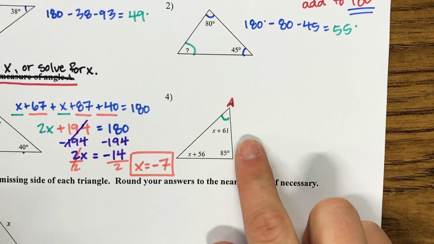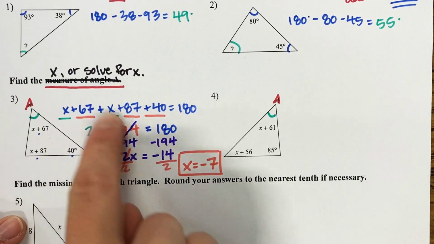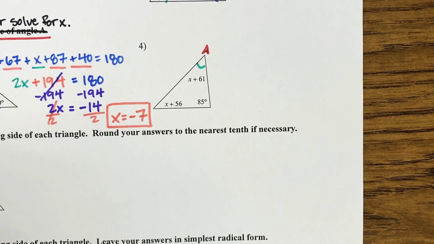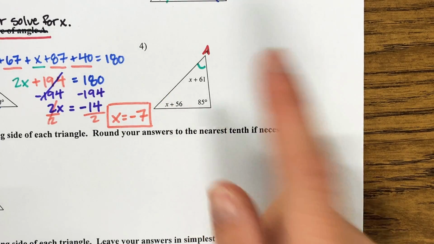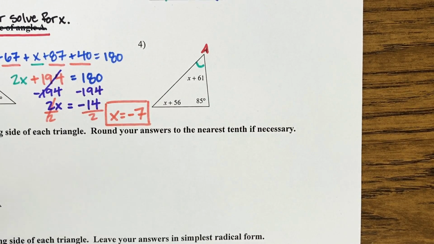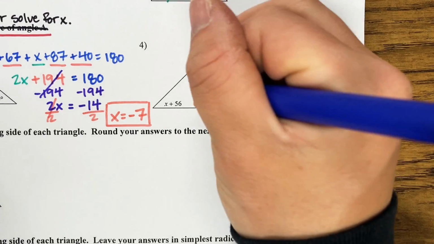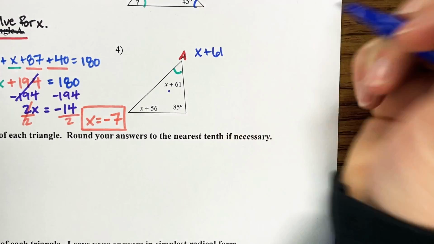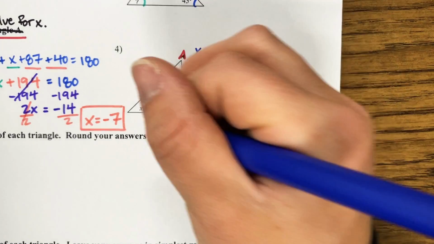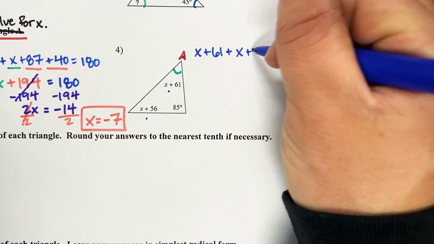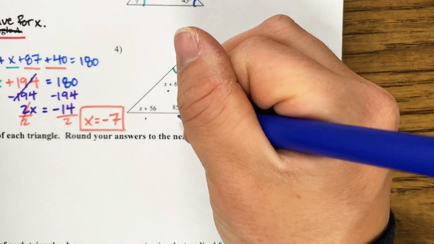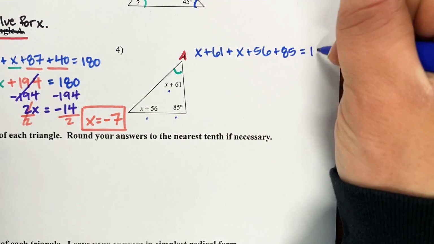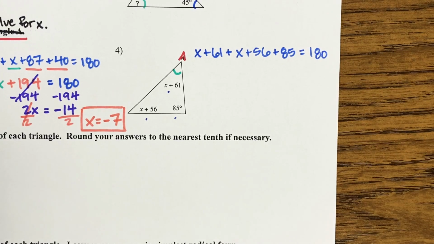Just like on this one, we're going to take all 3 angles and add them to equal 180, because we cannot subtract them since there are 2 angles we don't know. So let's take our first angle, x plus 61, plus our next angle, x plus 56, and plus our last angle, 85, and that all equals 180.